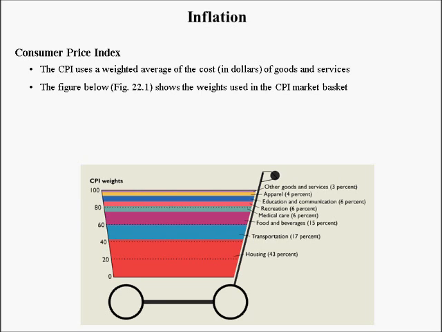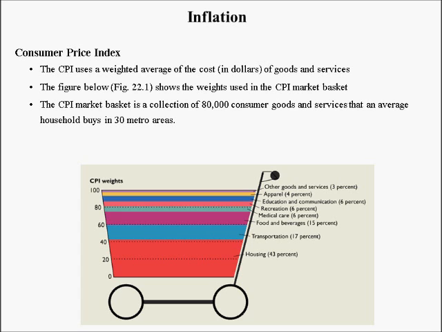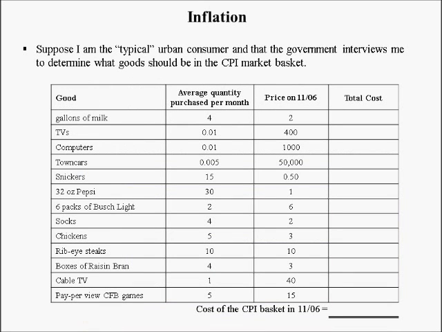Now, notice how little food and beverages are. For everybody else in the rest of the world, food and beverages are closer to between 50 and 100%. It just goes to show you how wealthy a nation we are when only 15% of our consumption is on food and beverages, and 4% is on apparel. Now, the CPI market basket is a collection of 80,000 goods and services that an average household buys in 30 metro areas. The CPI for a given year equals the price level in that year divided by the price level in the base year multiplied by 100, because again, we want to report it in percentages.